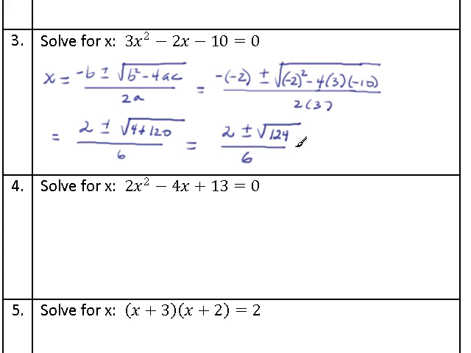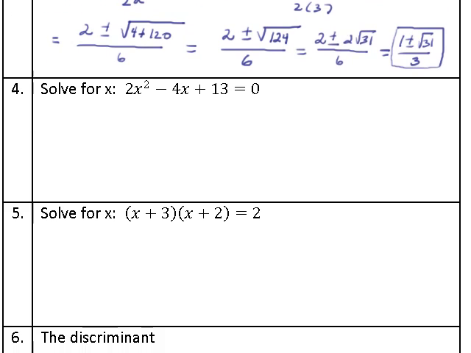We could simplify this just a little bit. 124 is 4 times 31. So if we pull out the 4 from the square root, we have 2 square root 31. And then we could divide, everything is divisible by 2, so we can divide top and bottom by 2, and we have 1 plus or minus square root 31 over 3. So that's a compact way of writing our 2 solutions.